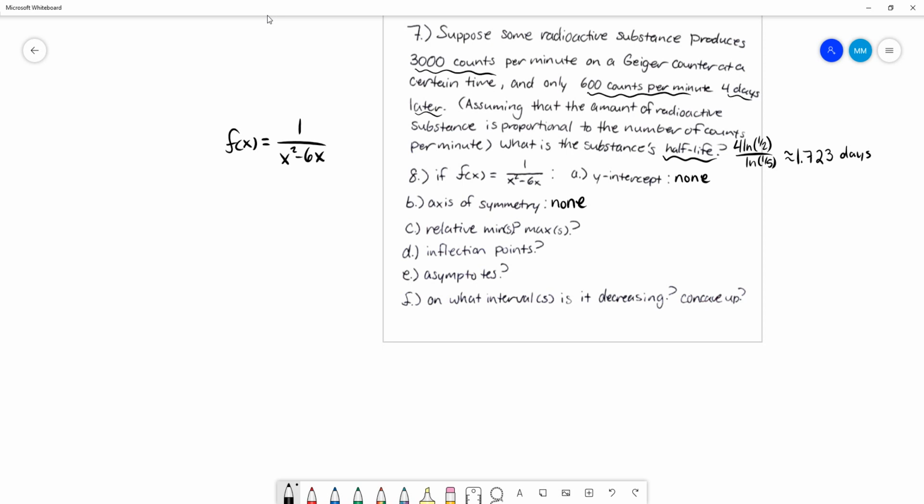Now we want to find our relative minimums and maximums, which of course just means we have to take at least that first derivative. We also want to find inflection points and concavity, so we'll need to take the first and second derivatives. But before we do that, let's see if we can recognize any asymptotes. So let's see, is there a horizontal asymptote?